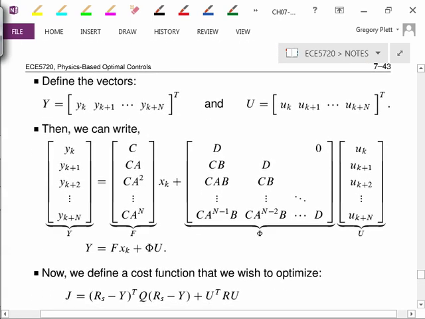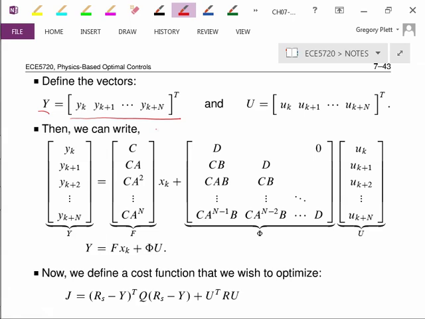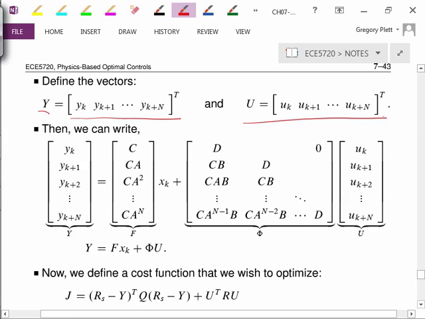We are going to predict these performance variables n samples in the future. So we're going to define this vector capital Y has yk and k plus 1 all the way up to k plus n. And it's a column vector, but I've written it as a row vector transpose to save some room. And uk are all assembled into a big U vector of all of the future control inputs.